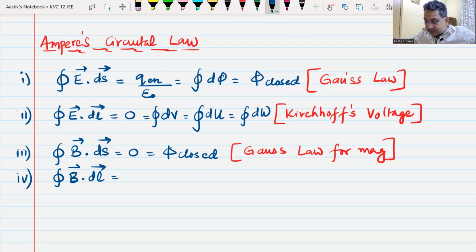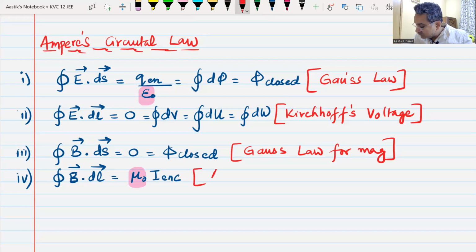Take a deep breath. Mu naught into I enclosed. Mu naught into I enclosed. You can see this gentleman here in the denominator, and this gentleman comes in the numerator. This law is known as what? Ampere's circuital law.